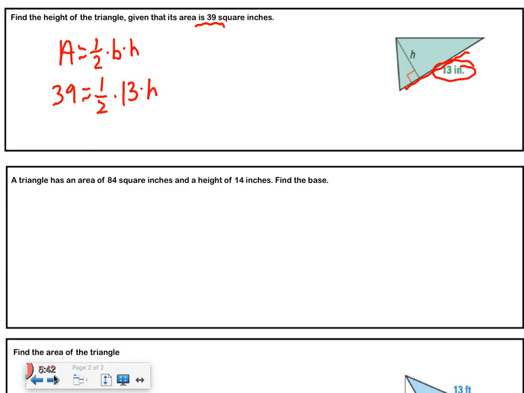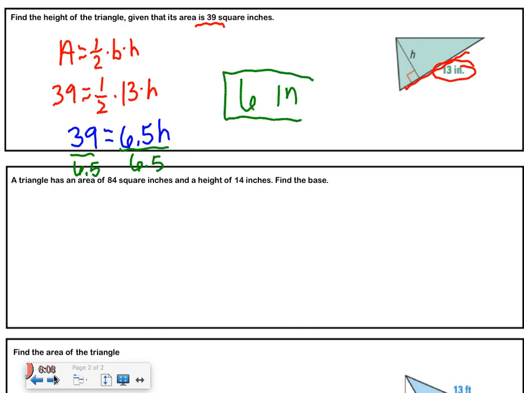Now let's simplify the right-hand side of the equation. So 39 is going to stay the same. Half of 13 is 6.5 times h. How do we get h alone? We'll divide by 6.5. 39 divided by 6.5 is 6. So 6 inches.